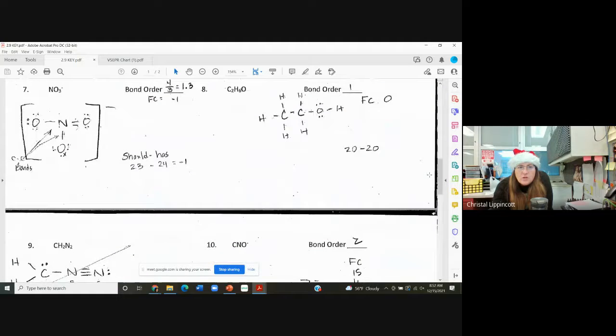Here's the rest of 7. Any questions on 7 or 8? The more you practice these, the easier they get. All right, let's move down to 9 and 10.